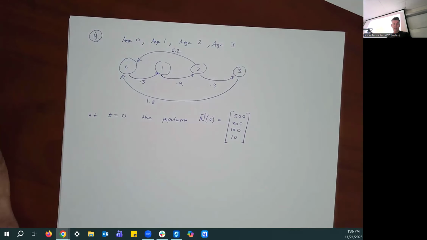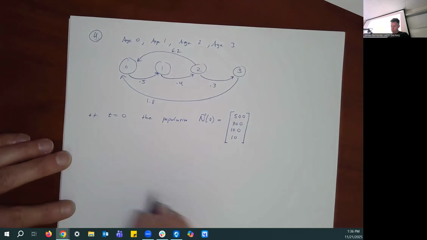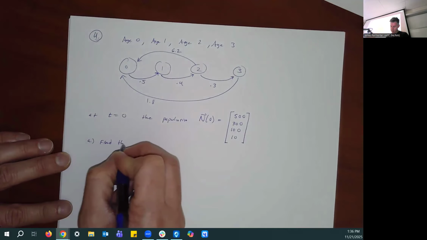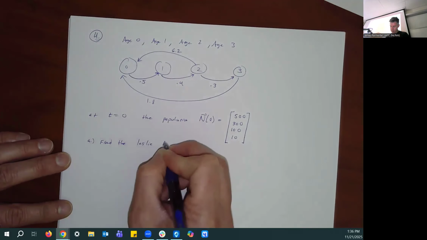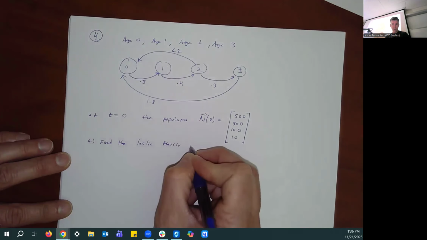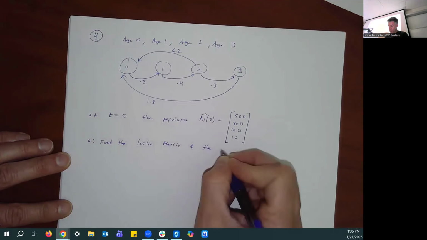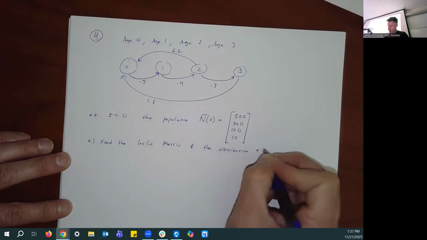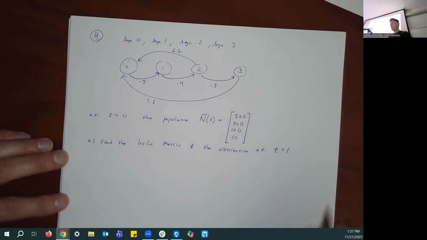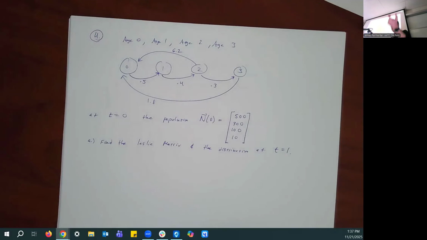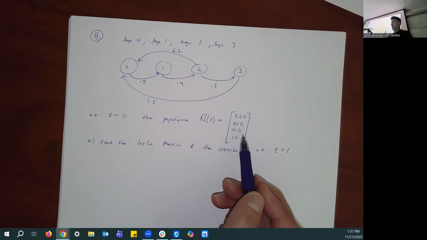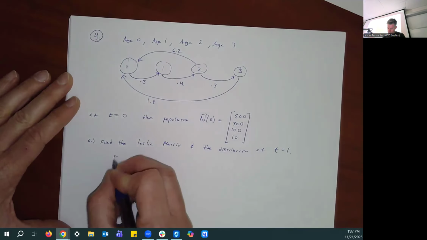And the first question is, well, it's actually two questions in one: find the Leslie matrix, we'll do that first, and the distribution at time t equal to 1. Meaning, find the Leslie matrix and then multiply that Leslie matrix by your population distribution at time 0 to get the population distribution at time 1. So, let's do the Leslie matrix.